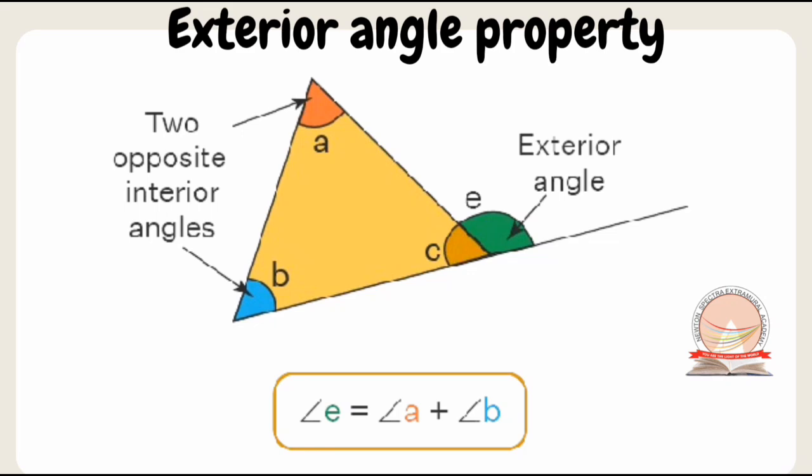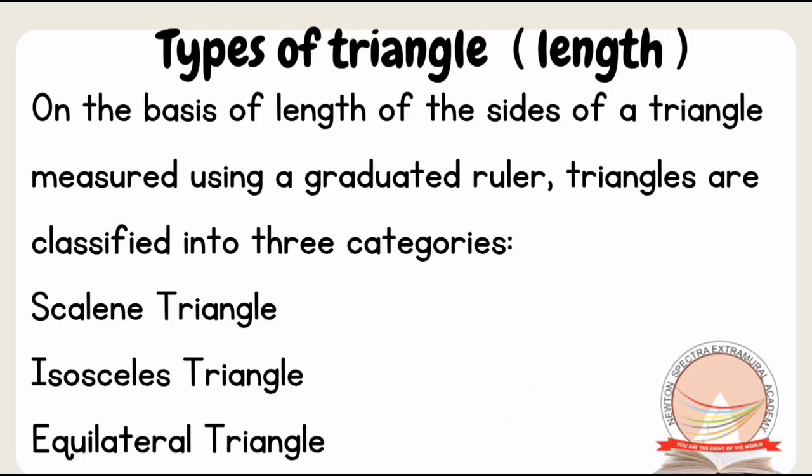So stay tuned. Now let's talk about the types of triangle. Triangles can be classified based on length or angle. On the basis of the length of the sides of a triangle, measured using a graduated ruler, triangles are classified into 3 categories, which include the scalene triangle, isosceles triangle, and equilateral triangle.